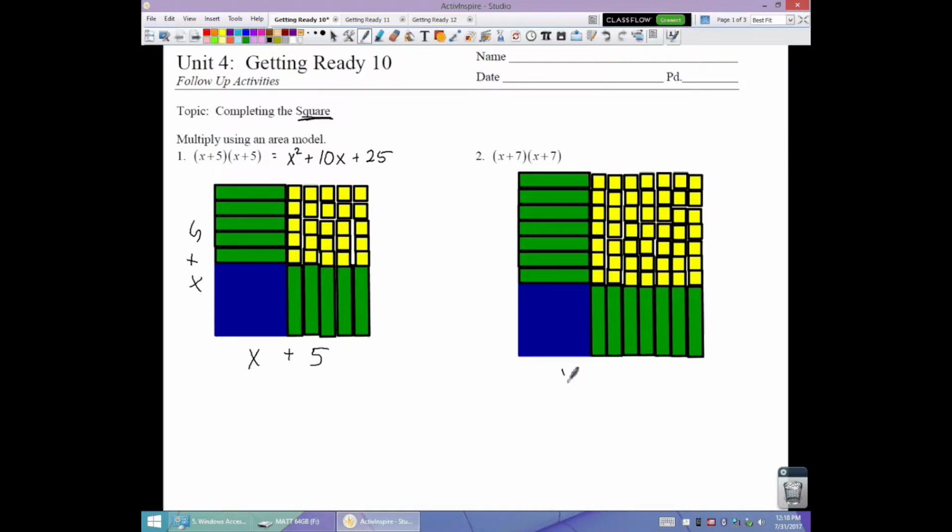When we do one that's x plus 7 by x plus 7, that's going to result in a single x squared tile. 7 and 7 makes 14 of the green ones, positive x's. And then if this top right section is 7 by 7, that means there are 49 little unit tiles.